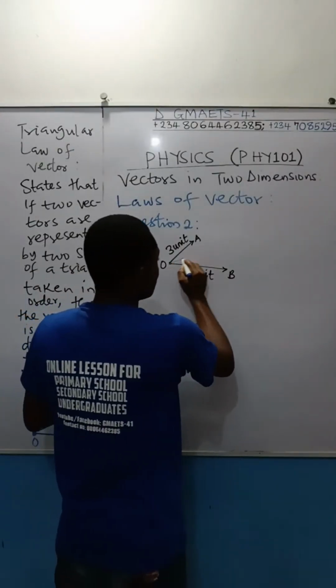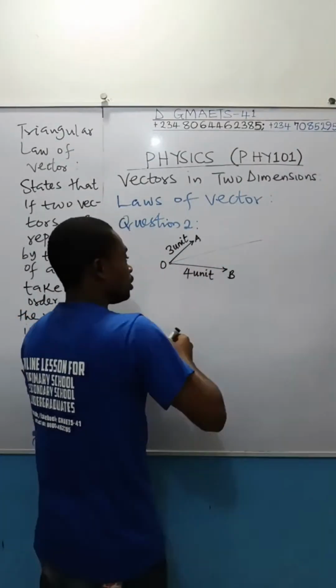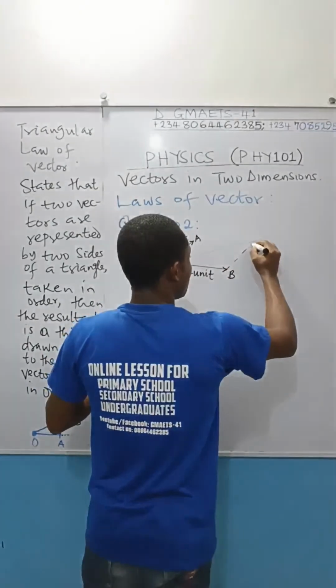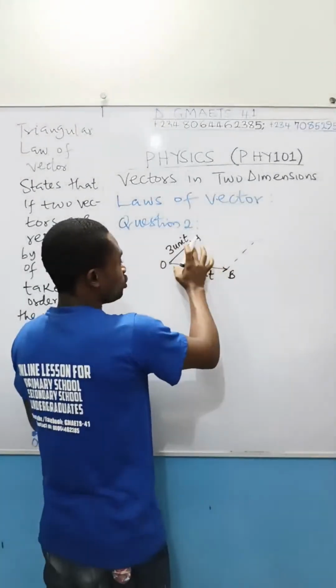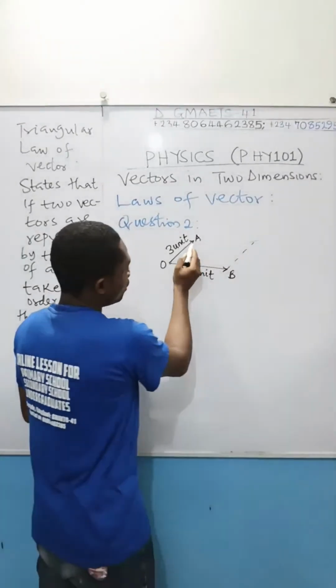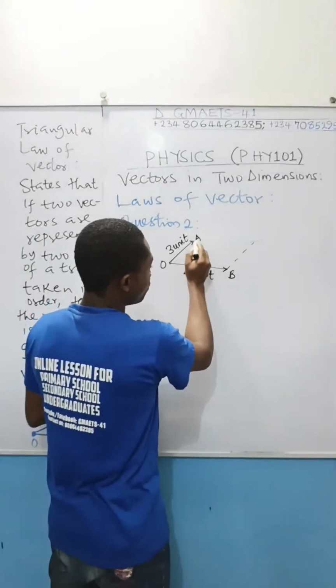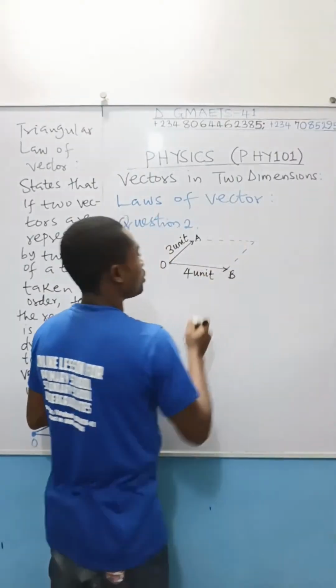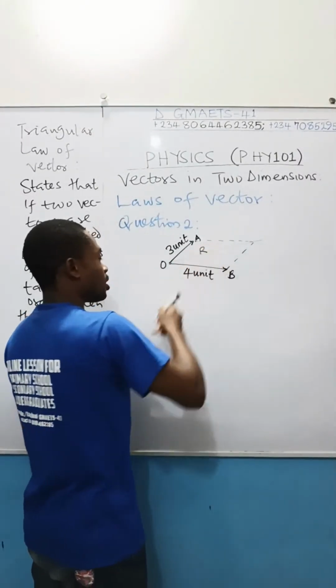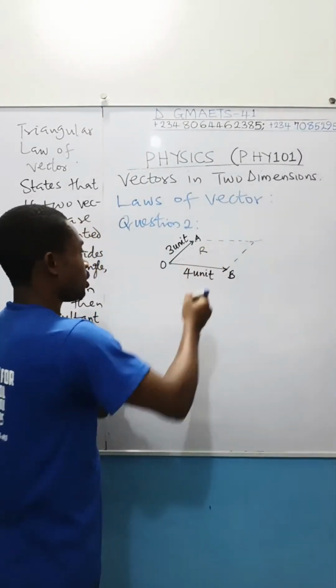So the resultant is this diagonal, and then I can complete my parallelogram, which is a line drawn parallel to the other vectors. Here now, draw a line parallel to this vector, which should go this way. So this is my resultant R.